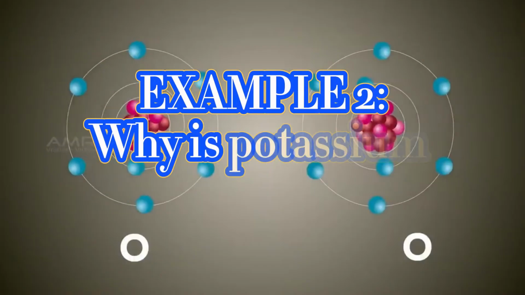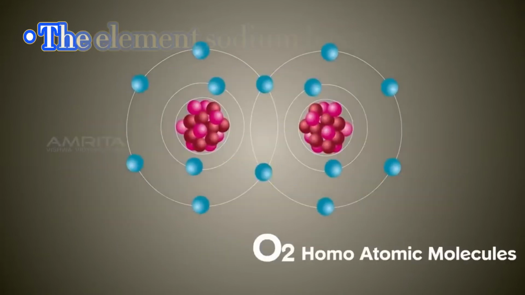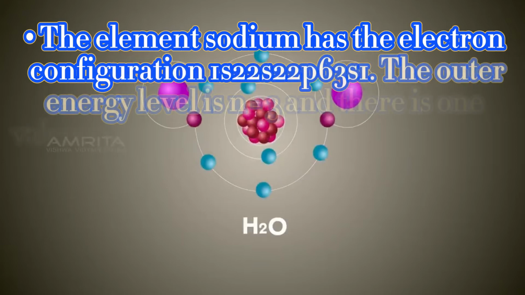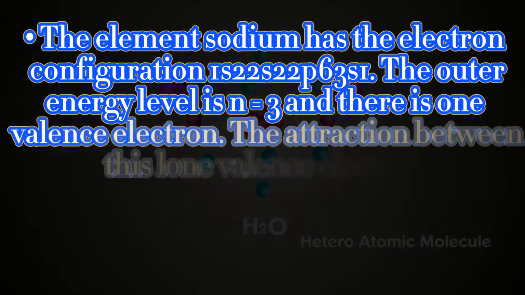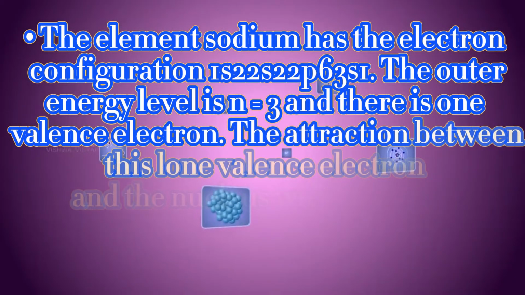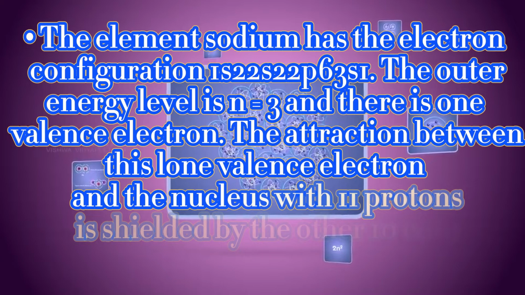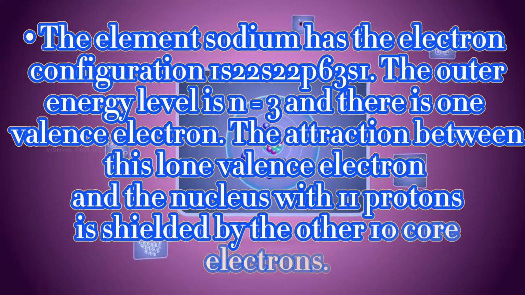Example 2. Why is potassium bigger than sodium? The answer: the element sodium has the electron configuration 1s2, 2s2, 2p6, 3s1. The outer energy level is 3 and there is one valence electron. The attraction between this lone valence electron and the nucleus with 11 protons is shielded by the other 10 core electrons.